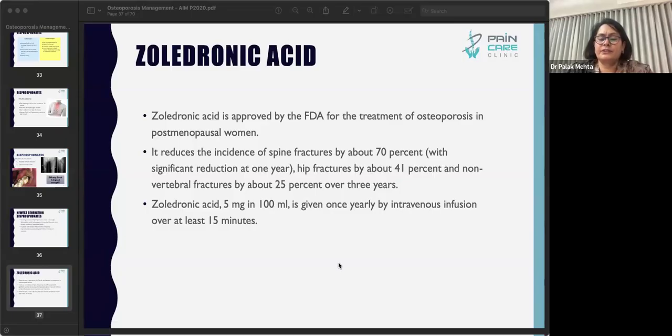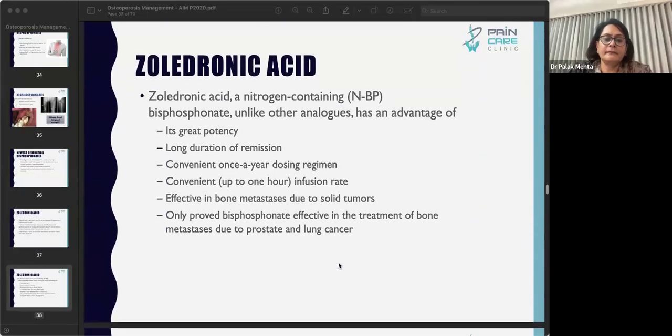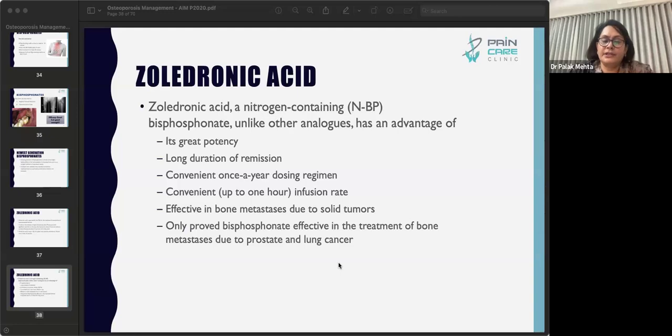Normally zoledronic acid infusion is done in a hospital setup. We need to watch for any rhythm disturbances of the heart. It is diluted in 100 ml and given over at least 15 to 30 minutes. Next slide. It has great potential, a longer duration of remission, and a convenient once-a-year dosing regimen. It is also effective in bone metastasis due to solid tumors, and it is the only proven bisphosphonate effective in the treatment of bone metastasis due to prostate and lung cancer. Next slide.